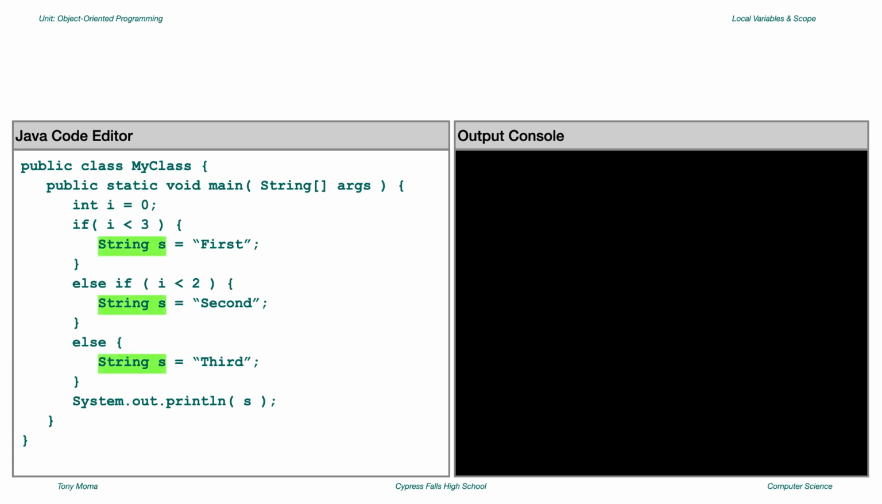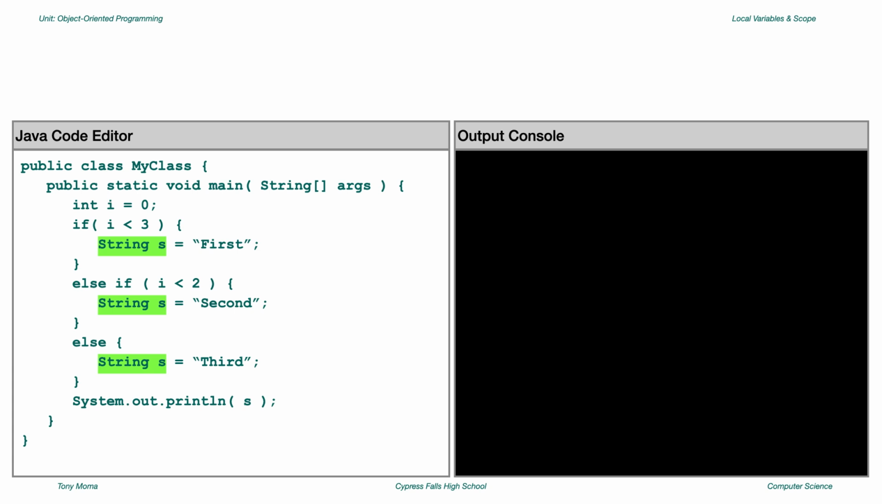The first point is that we have three strings named s. Once again, although each of these strings has the same name, they are not the same string. They are not the same objects. They are three different objects, each with the same name.